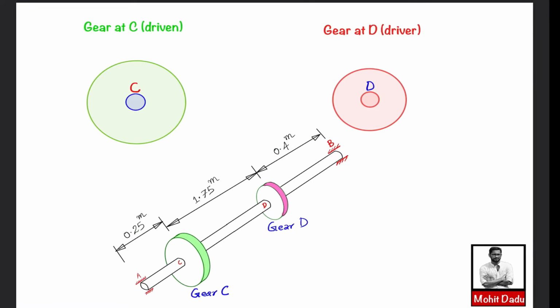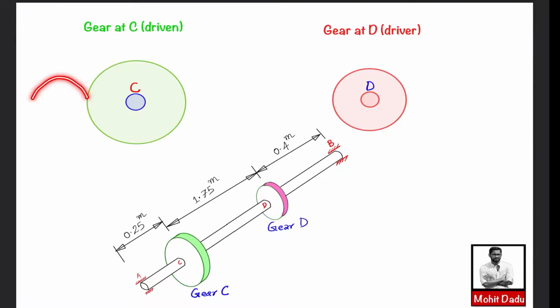So here gears C and D are here, and we are already given that gear C is driven by something else, so it will be a driven gear. Since gear C is rotating, we will assume some rotation for C, and according to that the entire shaft will be rotating and gear D will be rotating. So gear D will become a driver, and here the gears which mesh with these will come.